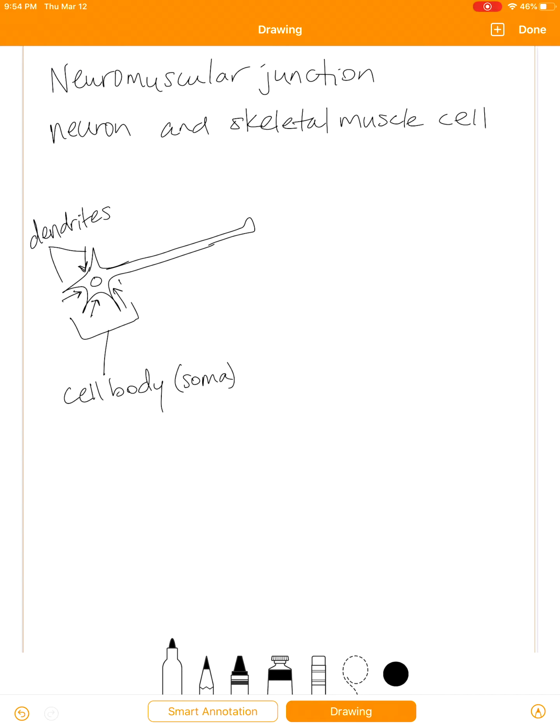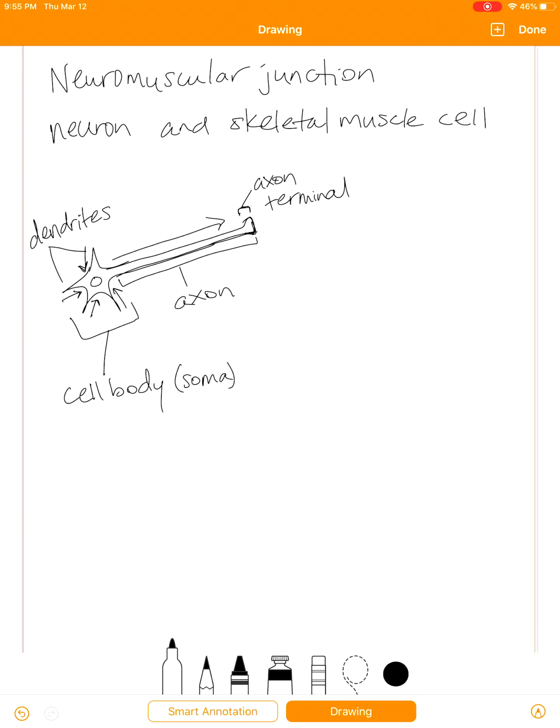Okay. Now neurons also have a very long process coming off of the cell body called an axon. And axons are used to carry signals away from the cell body, down towards the end of the axon, this little bulb-like region right here called the axon terminal. So that's the end of the axon.